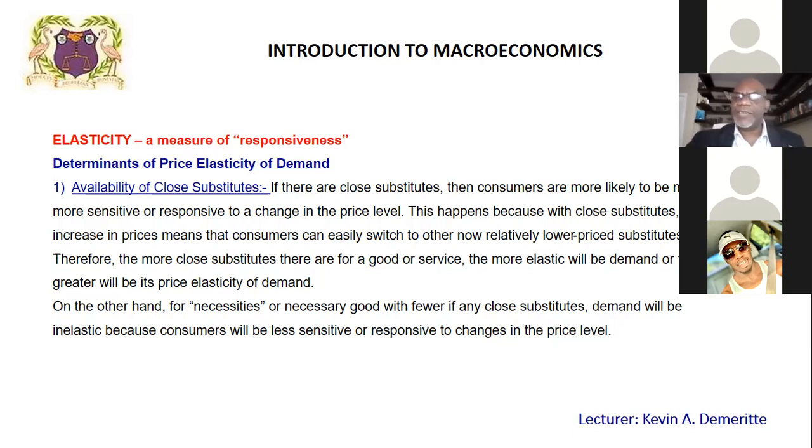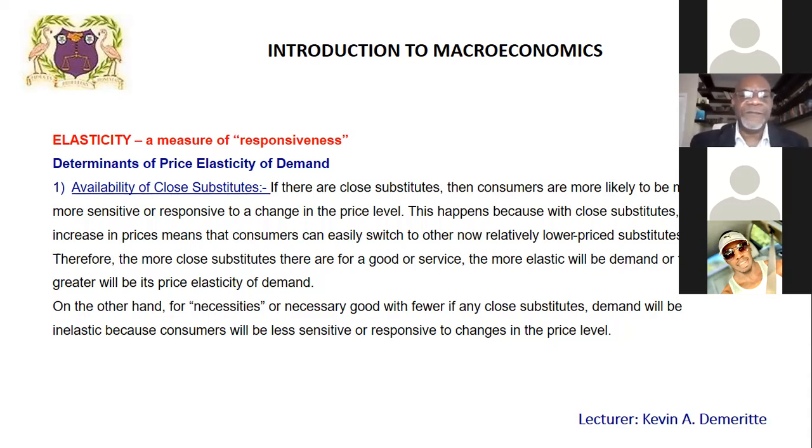With close substitutes, any increase in price means that consumers can easily switch to other, now relatively lower-priced substitutes. So the more close substitutes there are for a good or service, the more elastic will be demand, or the greater will be its price elasticity of demand. So if there are a lot of close substitutes, then we don't have to take any increase in price. We can quite easily switch over to something else. Boom. We see this too in cases like bottled water. Yes, you have your preferred brand, but if they raise their price outrageously, listen, I'll switch.